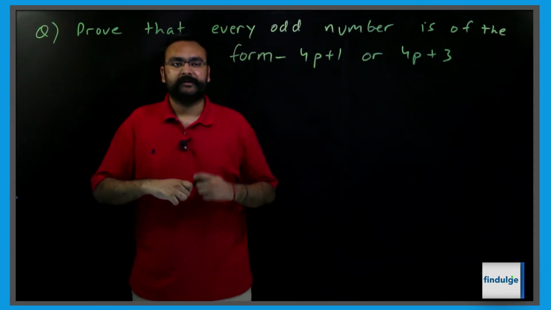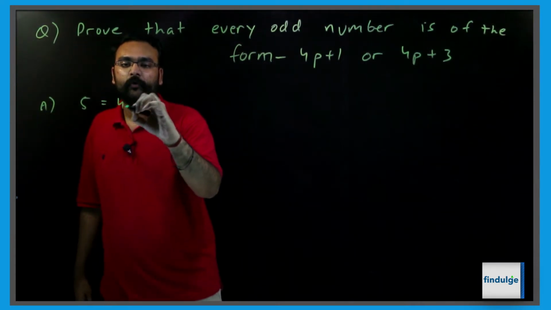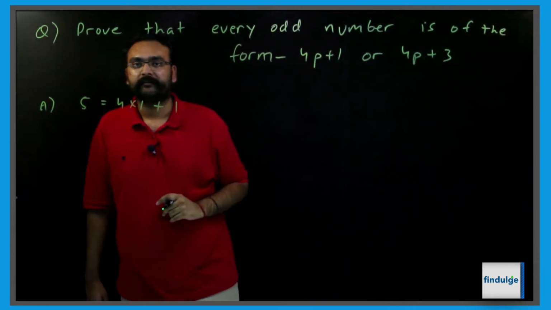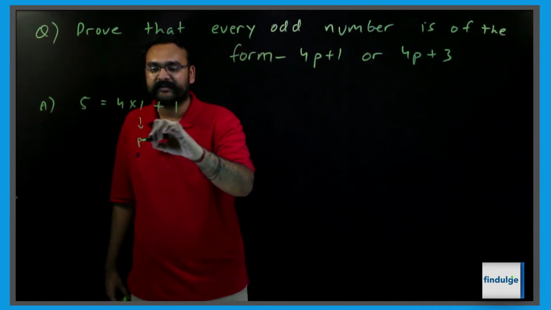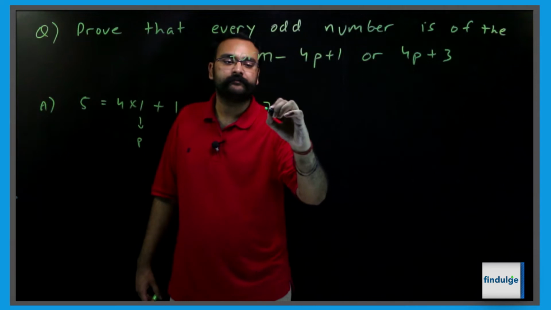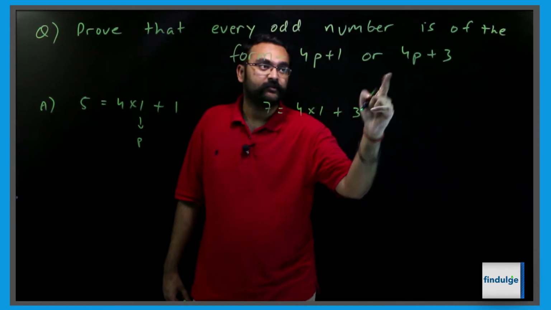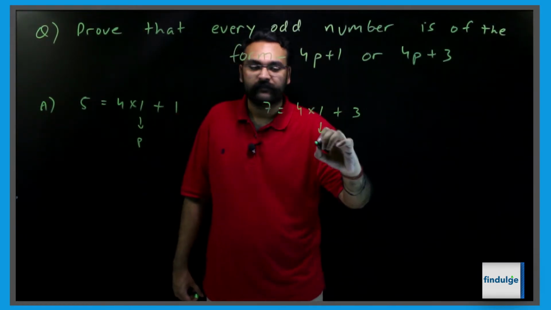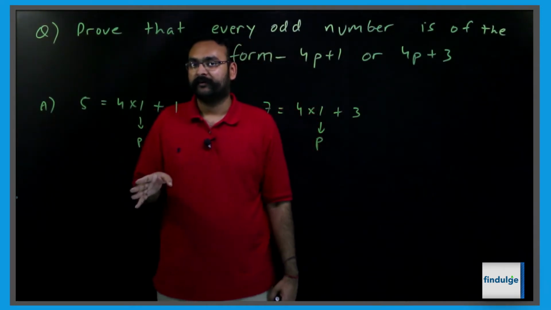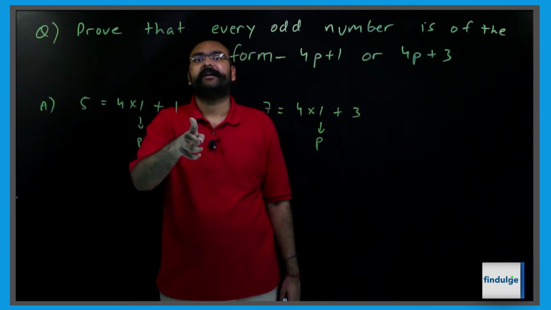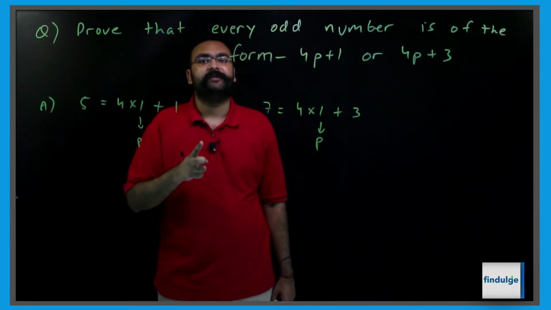Let's just take two random numbers. 5. 5 is 4 into 1 plus 1, meaning it is satisfying 4p plus 1, here p is equal to 1. And the number 7, 7 is 4 into 1 plus 3, 4p plus 3, again p is 1. And you can check for yourself, pick any odd number, divide it by 4, see what the remainder is. It will always either be 1 or 3. But how do we prove this?